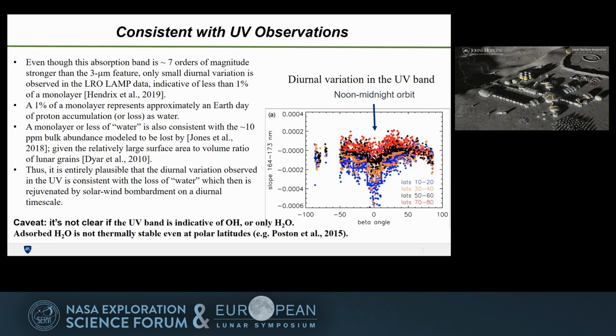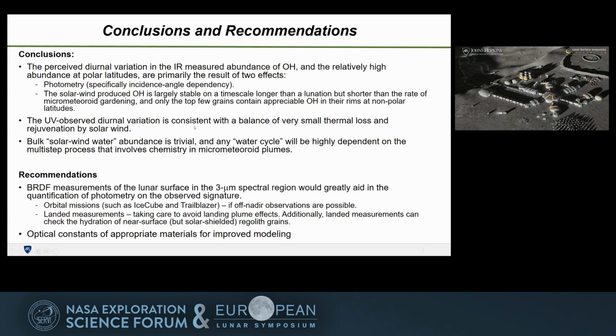The amount that is modeled by Hendrix et al. is consistent with about 10 ppm bulk abundance variation, which has been modeled by Jones et al. So the UV observations are consistent with the models actually. And if you look at the diagram in slightly more detail, you can see the noon, midnight period, where at the equator, the absorption band can be deep, or the change is deep, whereas at the polar regions, the diurnal variation is almost nil, consistent with lack of mobility at cold temperatures. Caveats, it's not clear if the UV band is really indicative of OH, but most likely it is because H2O is not going to be stable on the equator at all for detection.